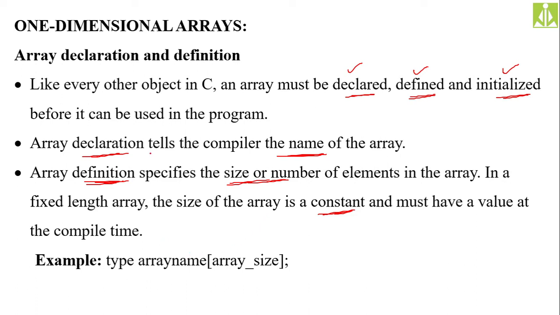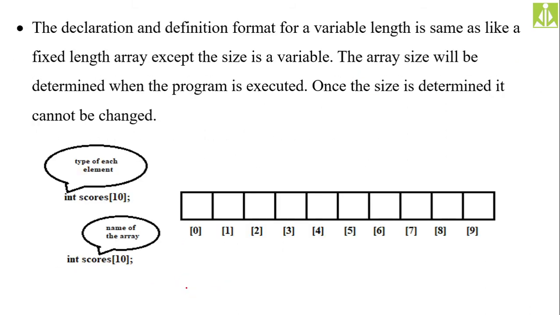So how do we do the declaration and definition of an array? Here we are doing two things. The declaration means we are giving the name to the array. When you give the name to the array, we call it a declaration. And specifying the type and specifying the size, we call it the definition. So specifying the type and the array size is nothing but definition. The declaration and definition format for a variable length array is the same as a fixed length array, except the size is a variable. The array size will be determined when the program is executed.